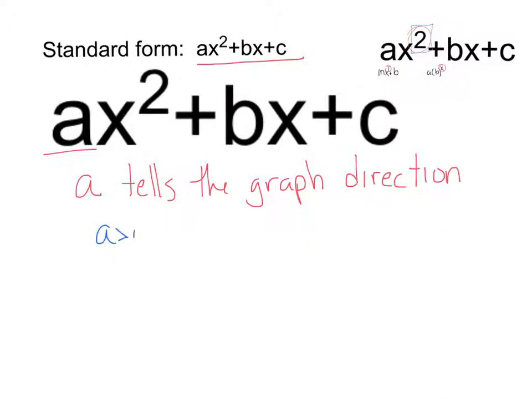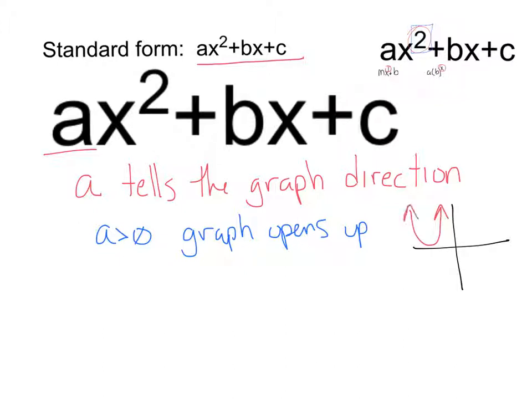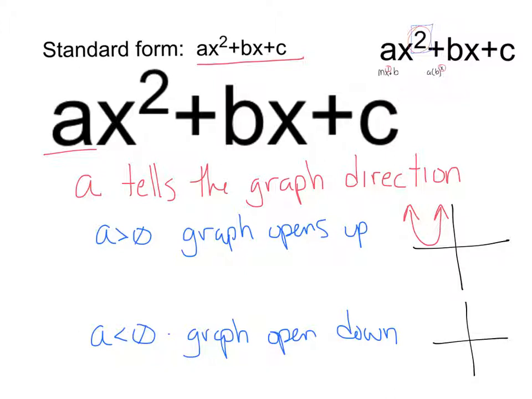A greater than 0 means that the graph opens up. If I were to sketch that out, here's our coordinate plane, and our graph would open pointing upwards. A less than 0 means that our graph will open down. And just as you might imagine, it will look just like this. We have our coordinate plane again, and now our graph opens down.